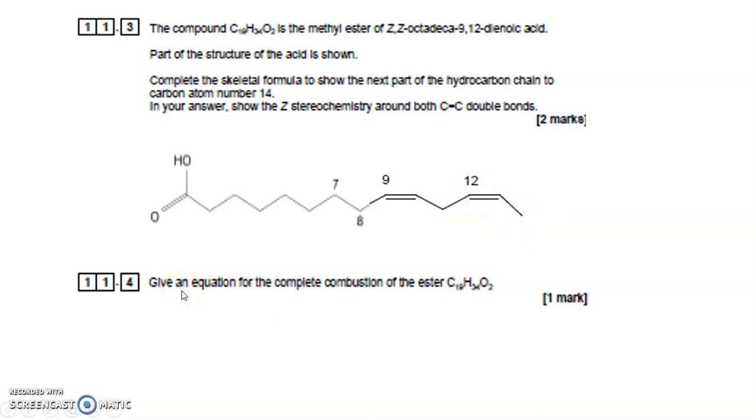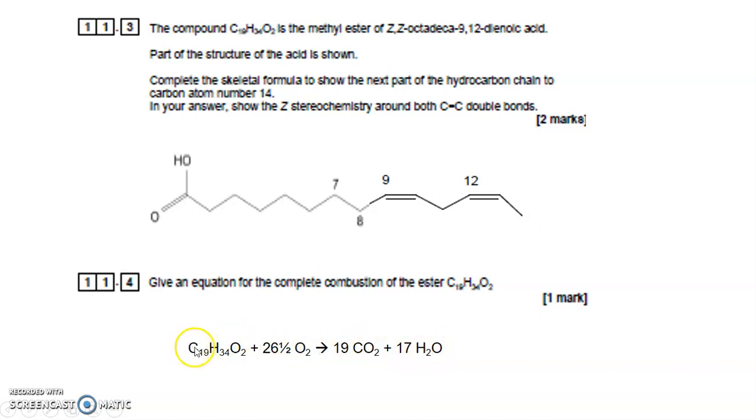Question 11.4. Give an equation for the complete combustion of C19H34O2. So combustion is a reaction with oxygen. Complete combustion means it's going to make carbon dioxide and water. Incomplete combustion would make carbon monoxide, CO, and water, or possibly some carbon. C19H34O2 plus some O2 makes CO2 and water.